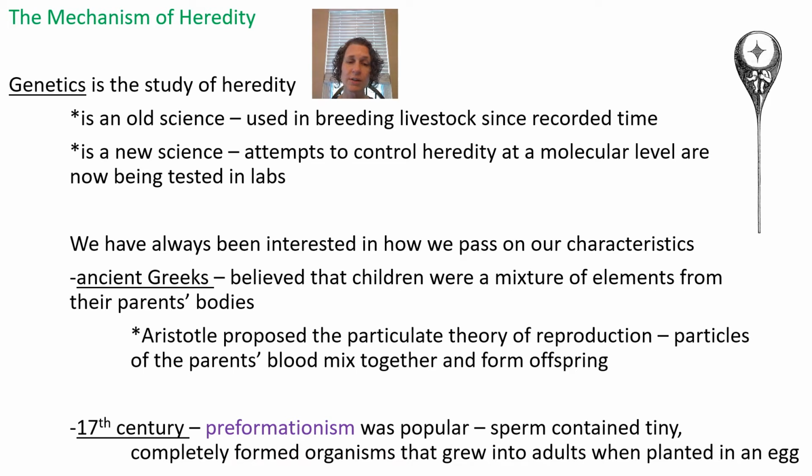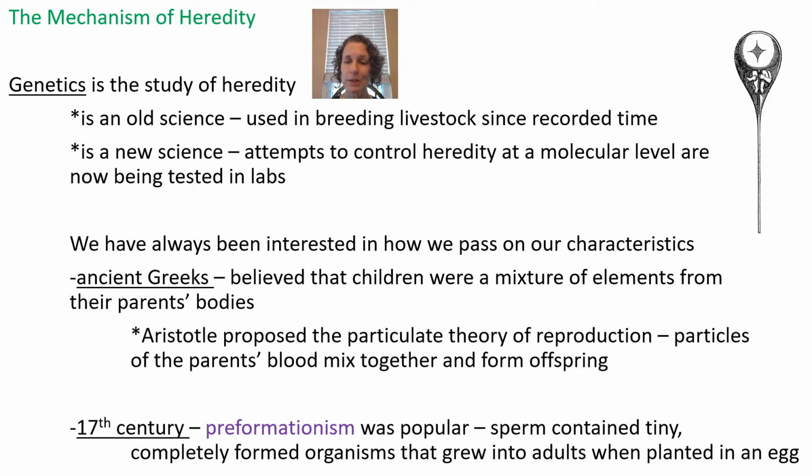The ancient Greeks, of course, had a theory. Remember, they have a theory on everything. They believed that children were a mixture of elements from their parents' bodies. Aristotle thought it was actually something in the parents' blood that mixed together to form offspring. We talked a little bit in a previous chapter about the idea of preformationism. This was the Victorian era, 17th century.